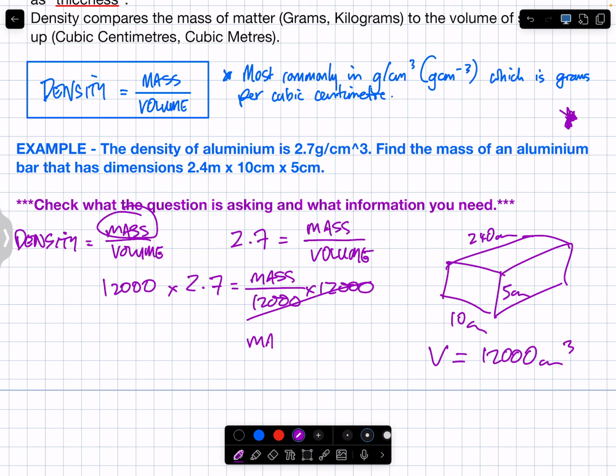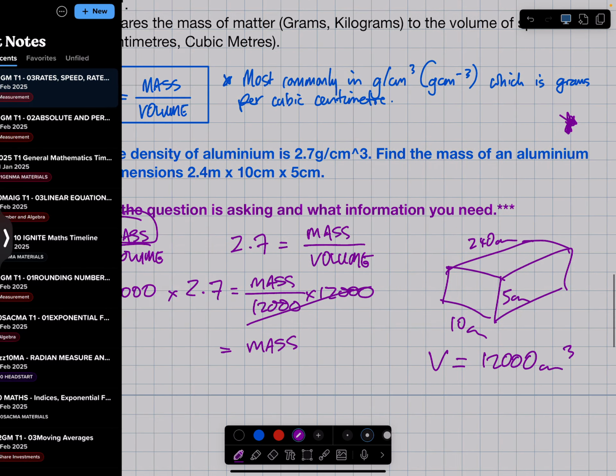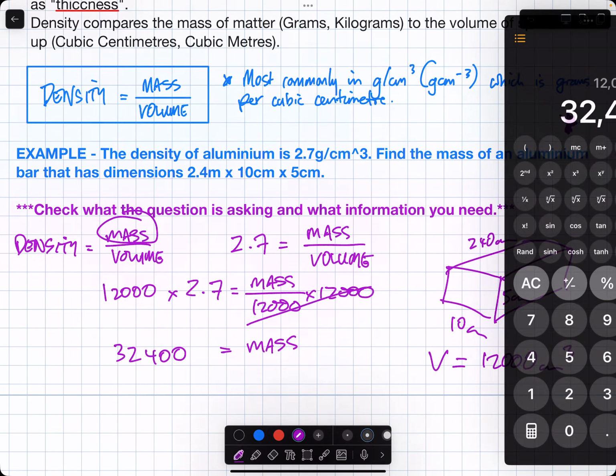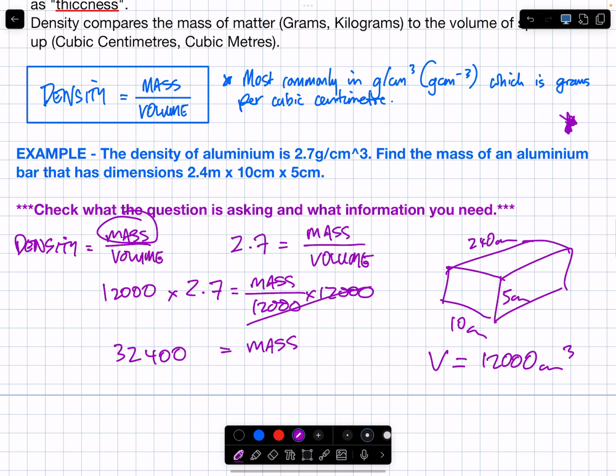So mass is going to be 12,000 times 2.7, so 32,400. What units were we talking about though? Is that in kilograms or what does the G stand for? Grams. So we're in 32,400 grams of mass. Does the question ask you to do it in kilograms? Does it tell you what units it wants the mass in? So you just leave it. Don't waste time converting.